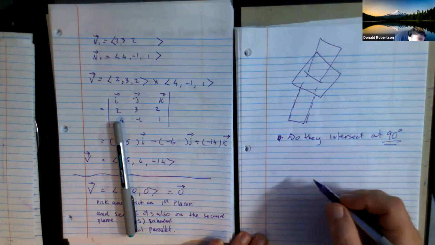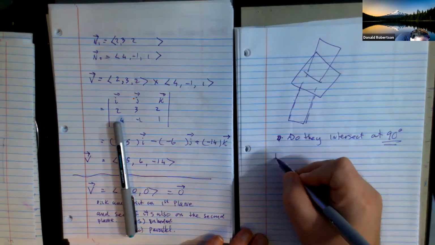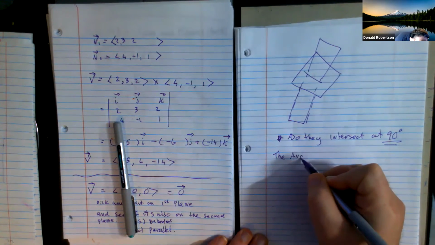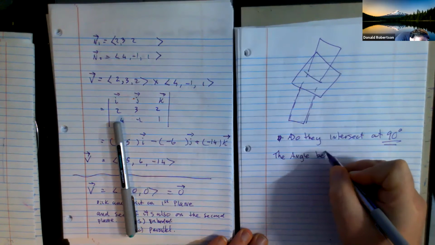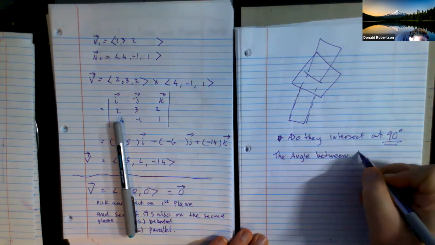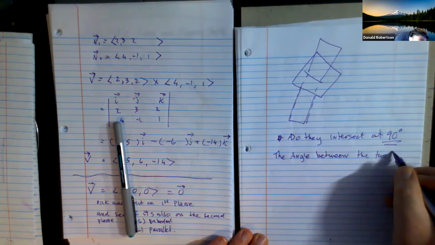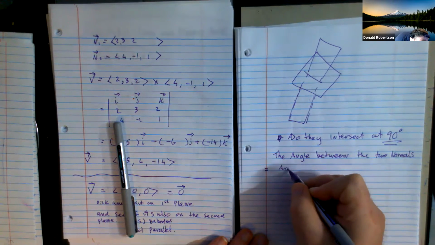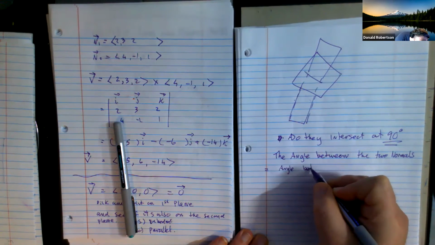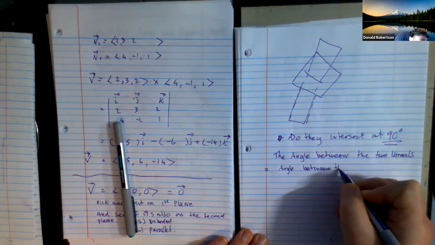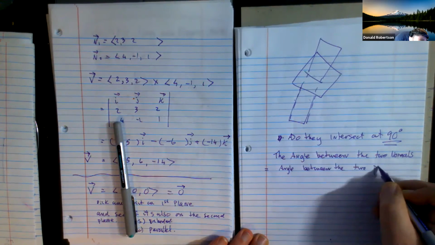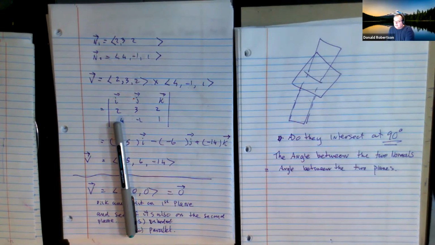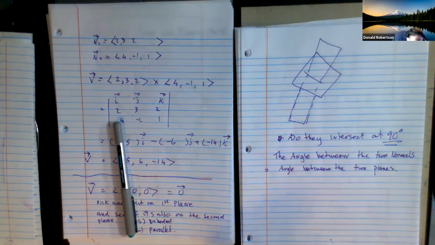Well, it's all to do with normals again. And it is this property: the angle between the two normals is the same as the angle between the two planes. So if I want to find out what angle the two planes cross each other at, do they cross each other at 30 degrees or 90 degrees? Then I just need to look at that.